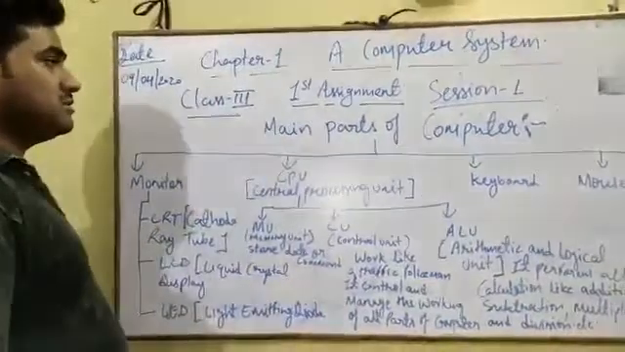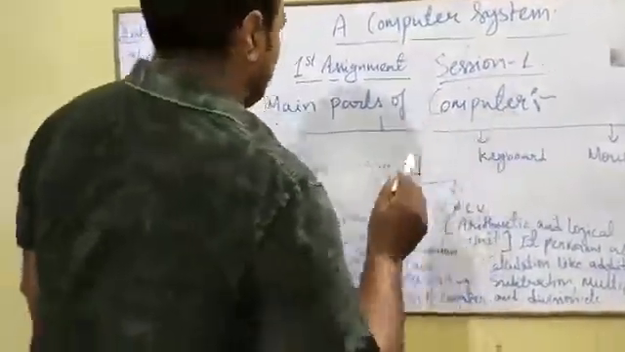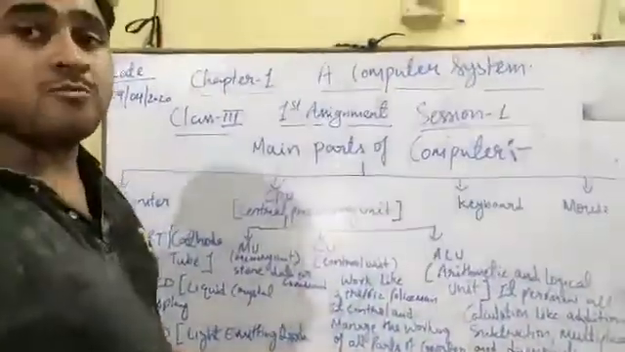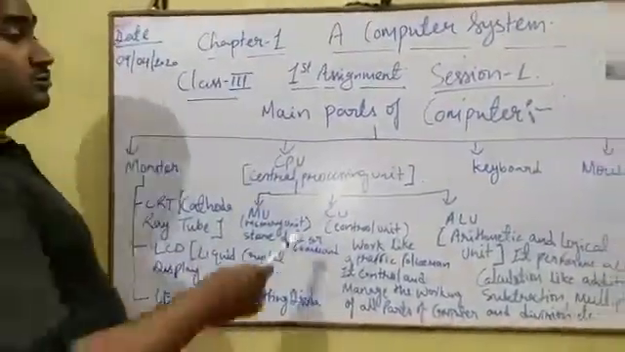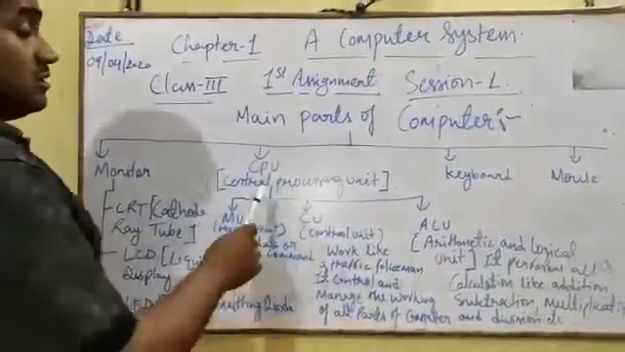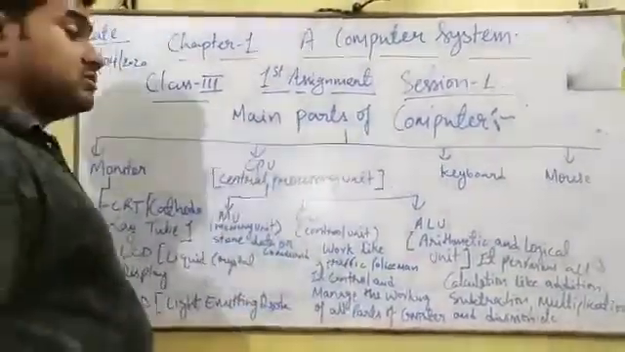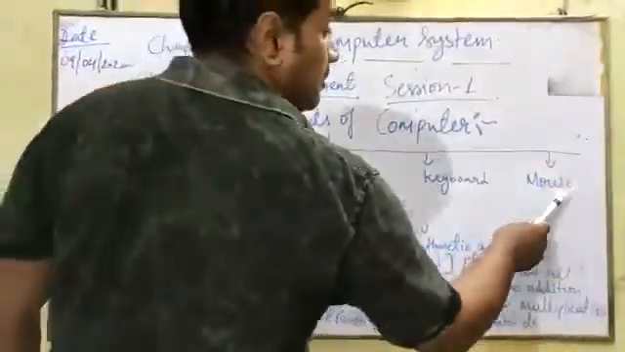The next topic is main parts of computer. Basically we have the four main parts of computer. Number one, monitor. Number two, CPU, that is called a central processing unit. Number three, keyboard, and number four, mouse.